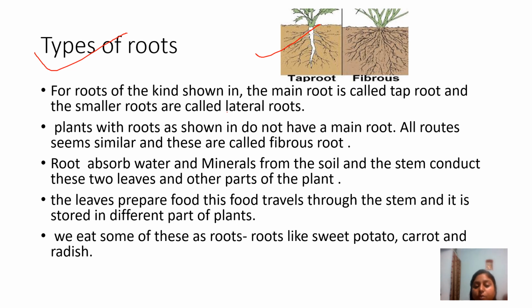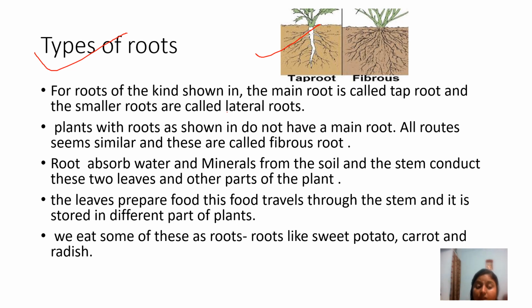Roots absorb water and minerals from the soil, and the stem conducts these to the leaves and other parts of the plant. The leaf prepares food. I already told you in the previous class that photosynthesis happens in the leaf, and plants prepare their food in the leaves. This food travels through the stem and is stored in different parts of the plant.